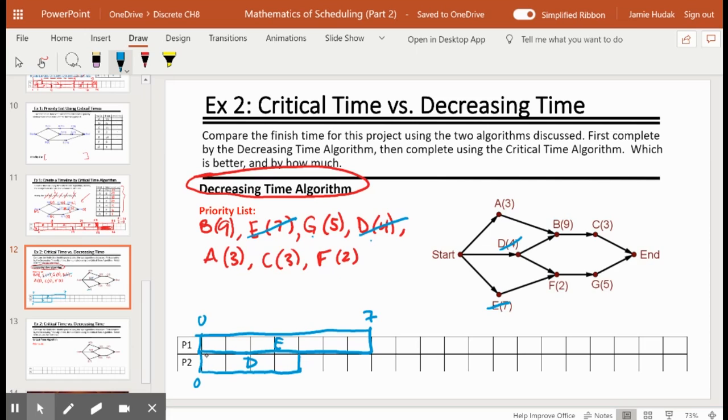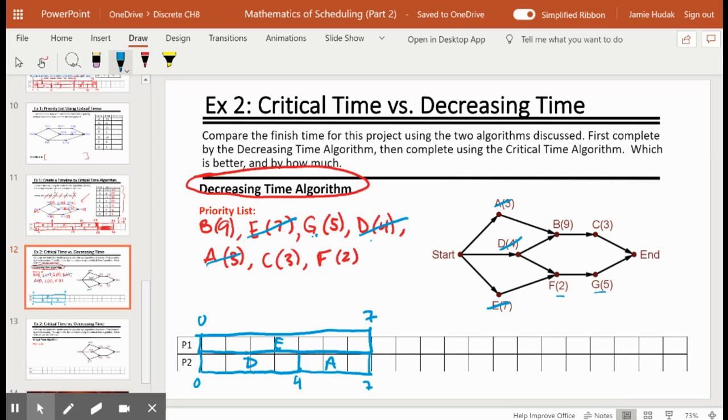Can we schedule task B? Well, no, D is done, but it's still waiting for A, so we can't do task B yet. We skip over and we say, can we do G? No, G is still waiting for F. We skip and we say, can we do task A? And we say, yes, well, task A is connected to start. We can schedule that. D was 4 units. A is 3. That brings us to 7. And we can say we've scheduled task A.